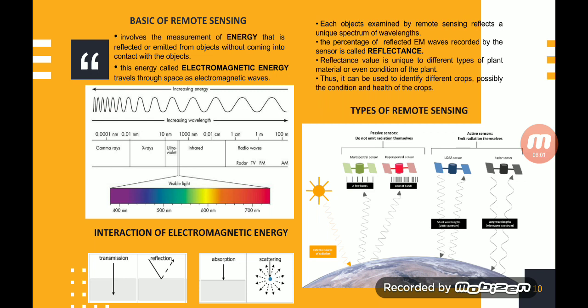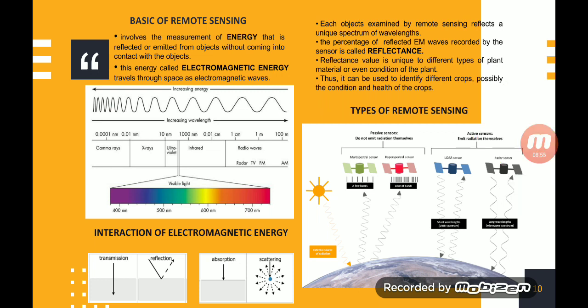As for the interaction of this electromagnetic energy, when this energy, for example sunlight, strikes or hits an object, there are four things that happen to this energy: transmission, reflection, absorption, and scattering. Transmitted is like sunlight through a glass window. Reflection is like a mirror reflecting your image. Absorption is like a sunbather soaking up the rays. And scattered is when the wave bounces in a random direction, which might be due to a rough surface.